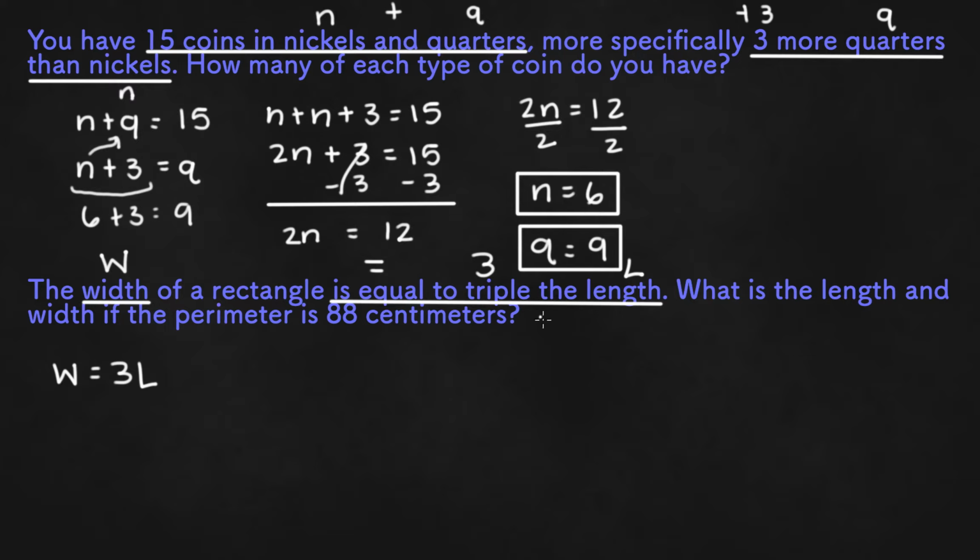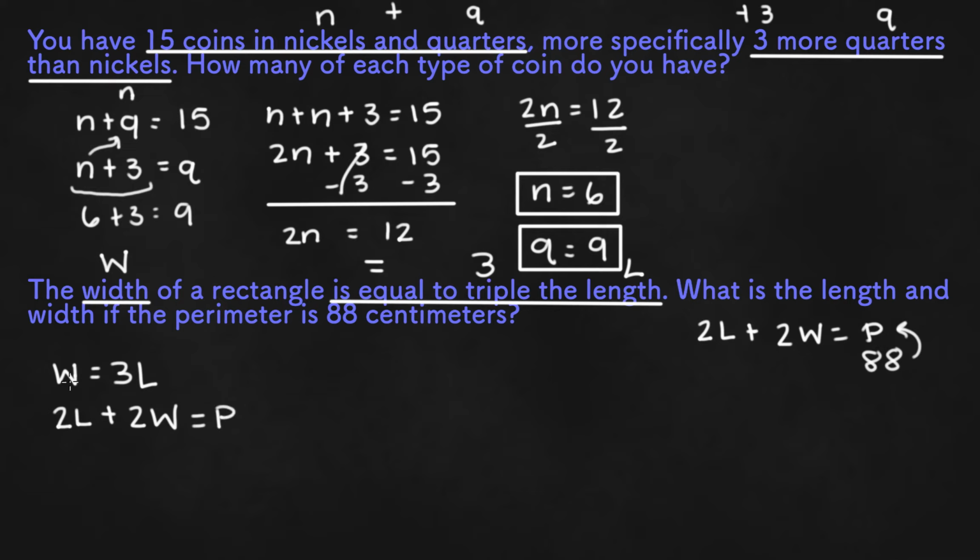So here you need to know the formula for a perimeter. So the formula for perimeter is 2L plus 2W equals P, or perimeter. And L equals length, and W equals width. So now it's given that perimeter is 88, so we'll put 88 in for P, and that would be our second equation. 2L plus 2W equals P.